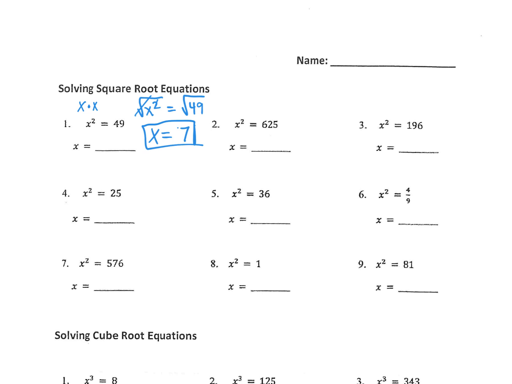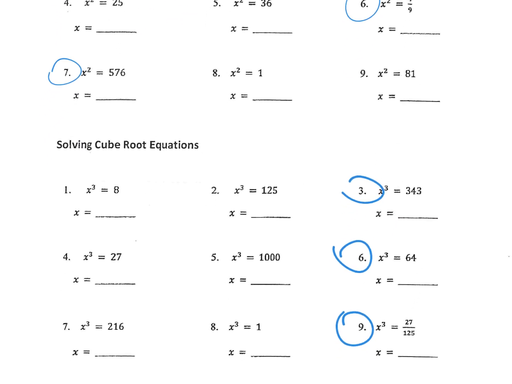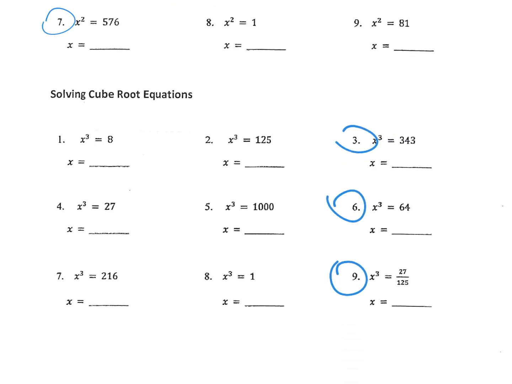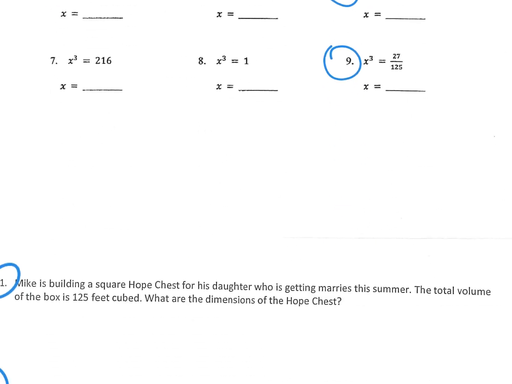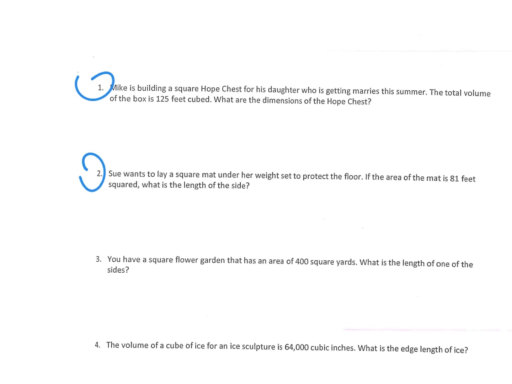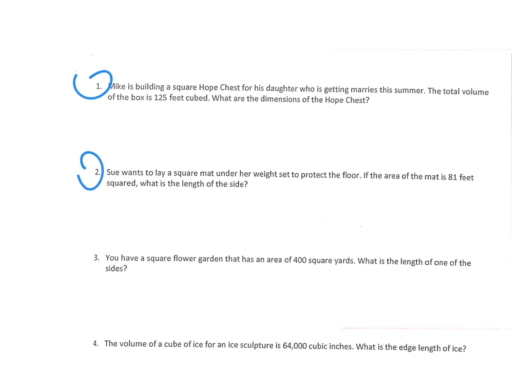So I'm going to do a couple more: 1, 6, 7, and then that's all that's going to be for the square root equations. And then I'm going to do the cube root equations of 3, 6, and 9, and you'll do the rest. And then I'm going to do 2 of the word problems, which are just square root and cube root equations. One is a square root, one is a cube root, and this will give you examples for the rest of them. And then you guys are going to work on those after I am done.